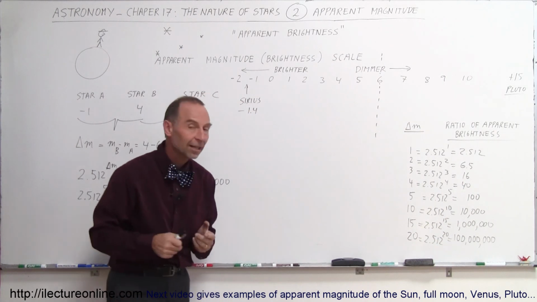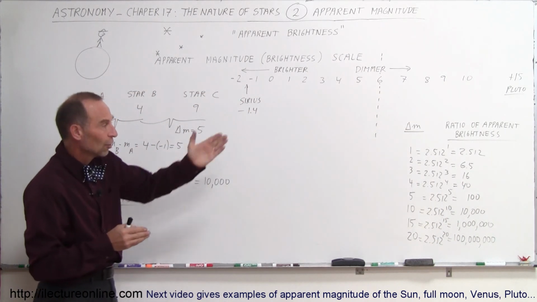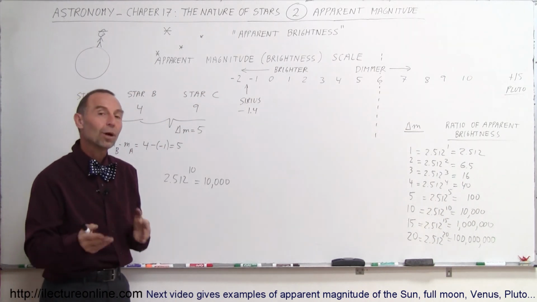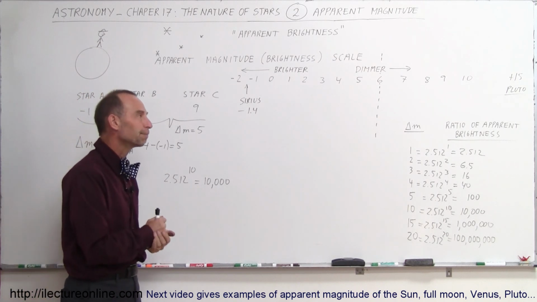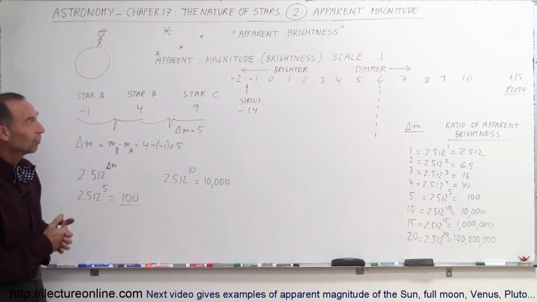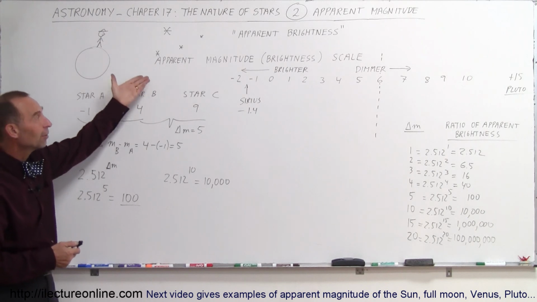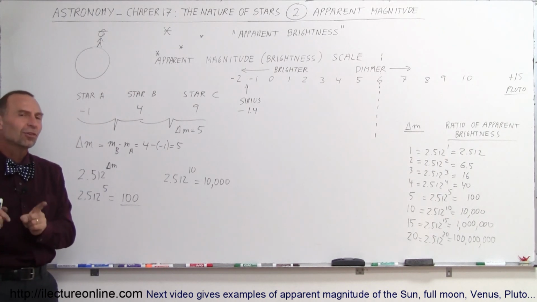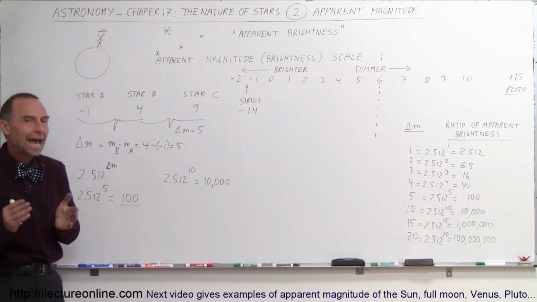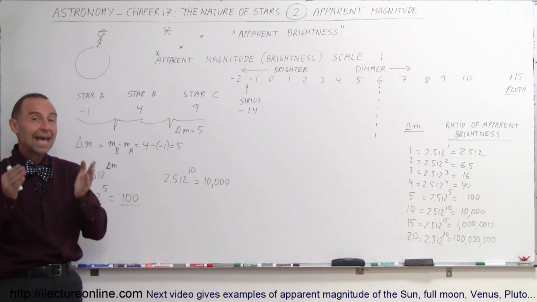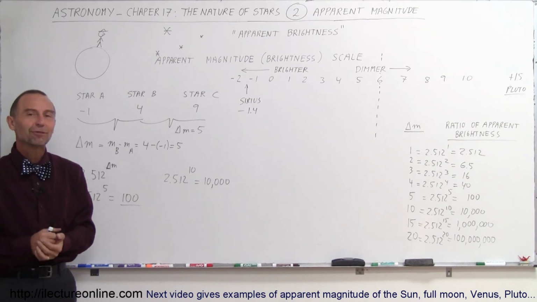And so you can see that if you know the difference in magnitudes, you can then see how much brighter or dimmer one object is over the other. And that's why we use the magnitude scale, and in this case, the apparent magnitude scale, because there's another scale in astronomy where we use the absolute magnitude scale, how bright they actually are. But that's for a different video coming up.